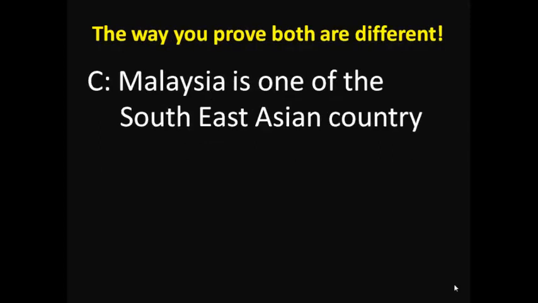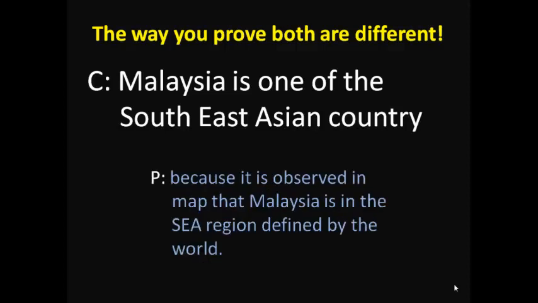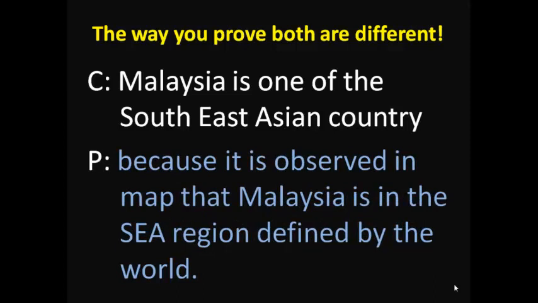Now, okay, let's examine the first one. Malaysia is one of the Southeast Asia countries. If you know, this is actually a factual statement. Now if it's a factual statement, what do you use? Concrete evidence. So you try to prove it by saying because it is observed in the map that Malaysia is in the SEA region defined by the world. So when you use the word observe, it shows that it is a fact that can be observed, or seen, is evidence that you can actually see. So this is concrete evidence.